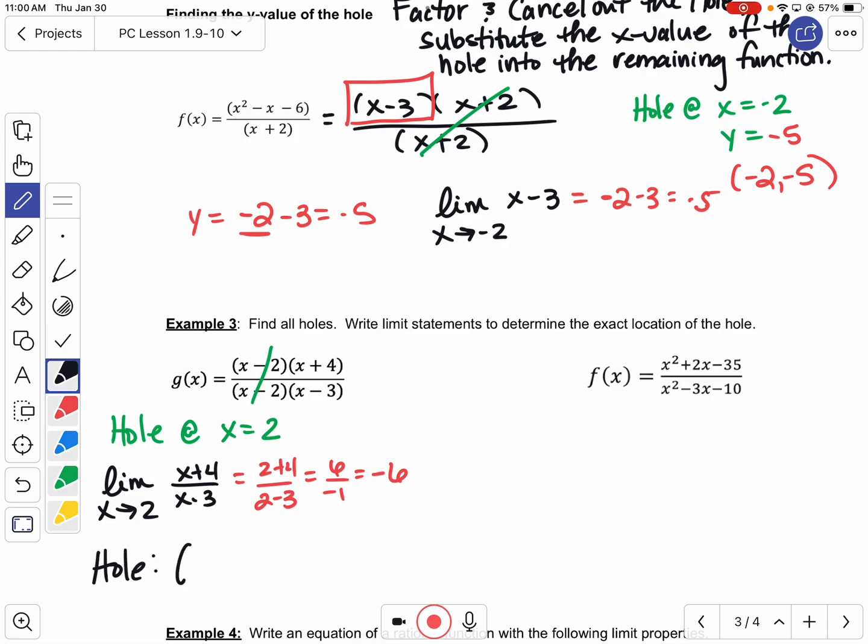So the hole is at 2, -6. No pluses and minuses on that one, which is nice. Okay, y'all try the second one.